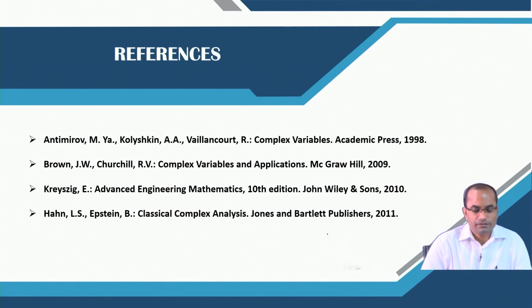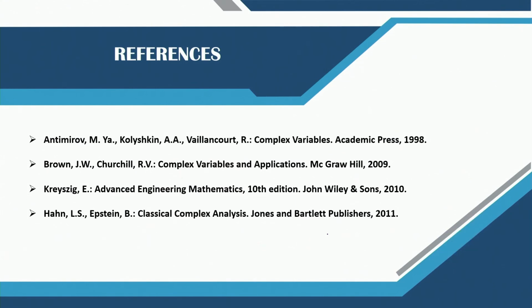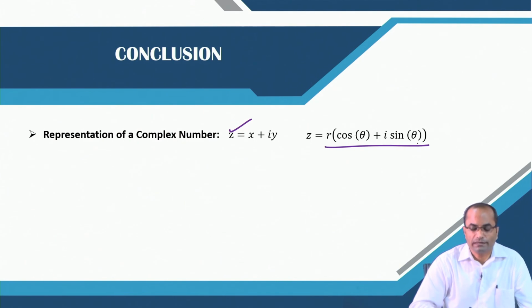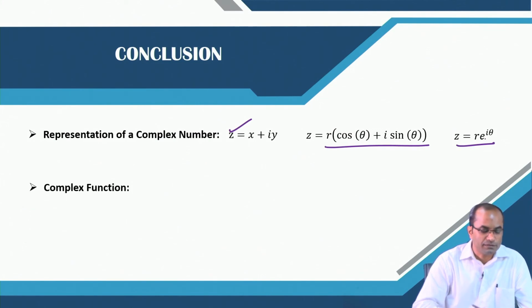These are the references we have used for preparing this lecture. Just to conclude, we have learnt how to represent a complex number, and there were two ways we discussed: we can think of it as a vector in a plane, or as a point in a two-dimensional plane. We have also seen the trigonometric representation, as well as the exponential representation of a complex number.